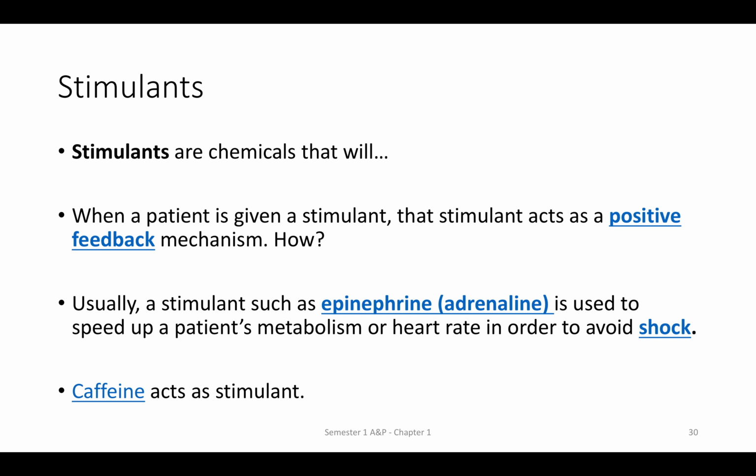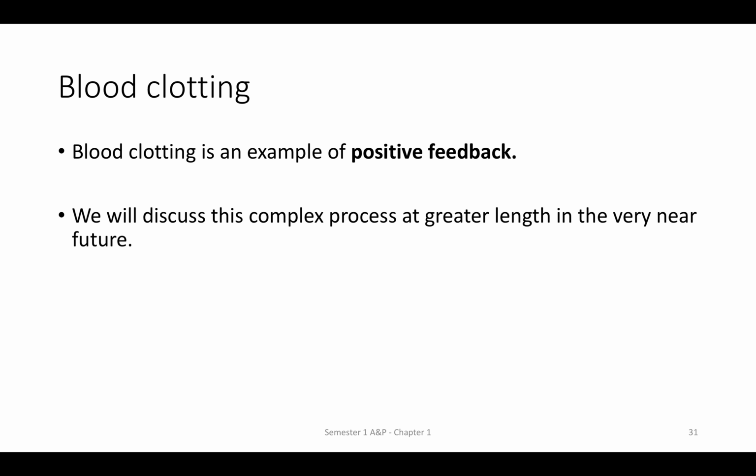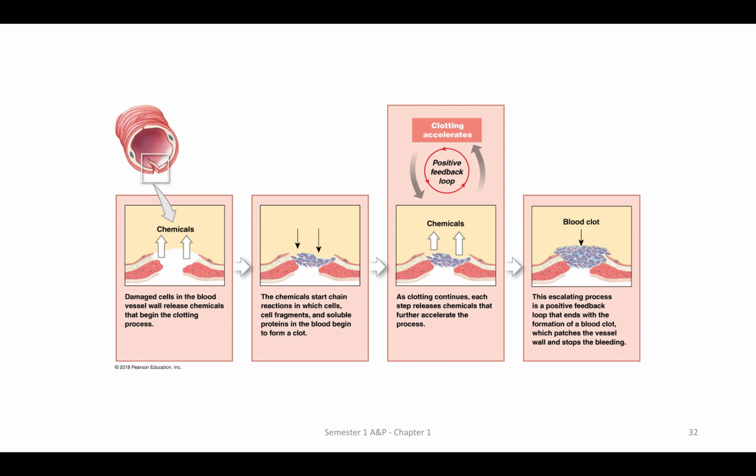Whereas stimulants are chemicals that act to raise the activities in your body. So they're going to intensify all the activities. And positive feedback is described as amplifying the stimulus. When a stimulus is applied, it gets amplified, and we're going to keep going with that stimulus. A big example is blood clotting, and another good example that we talk about with positive feedback is childbirth.